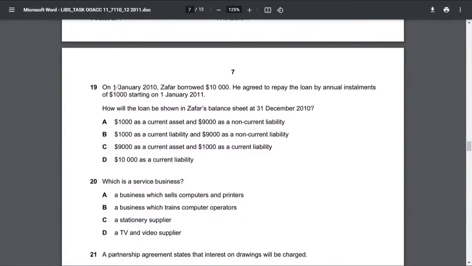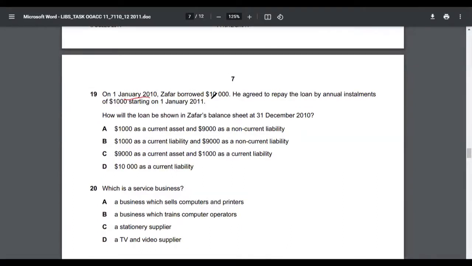Multiple choice 19. On 1st January 2010, Zephyr borrowed $10,000. He agreed to repay the loan by annual installments of $1,000 starting on 1st January 2011. So Zephyr borrowed a loan of $10,000 on 1st Jan 2010, and then he agreed to pay installments of $1,000 each year, basically.